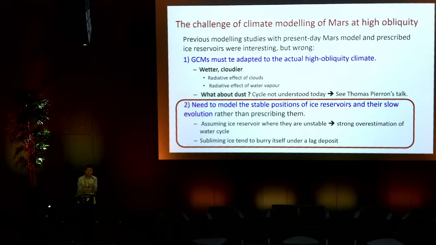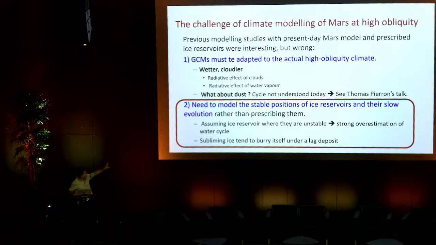For two reasons. First, of course, they usually stabilize where it's colder. And the second reason is that when you take an ice reservoir that is out of equilibrium, which must happen in the history, it tends to sublime but then get buried by a lag deposit. That's what we observe in many, many locations on Mars today: lots of water ice buried, stabilized thermally by lag deposits. And that really limits the consequence on the water cycle.